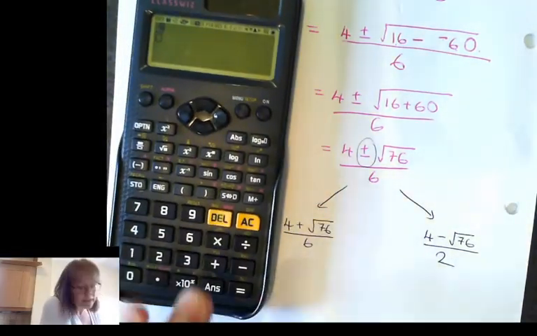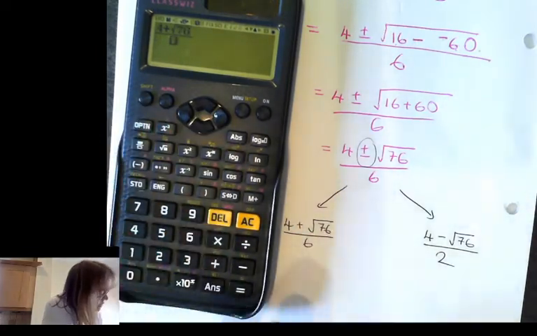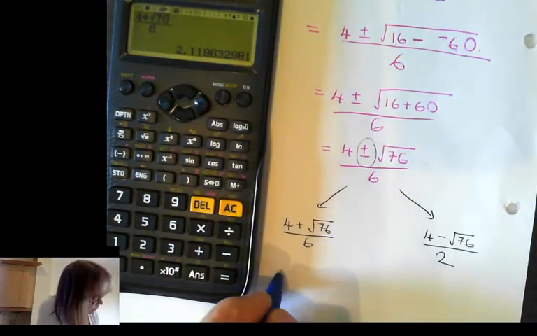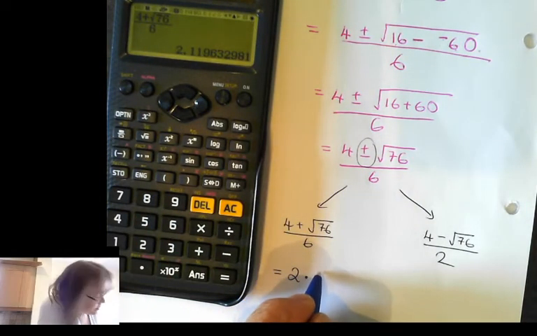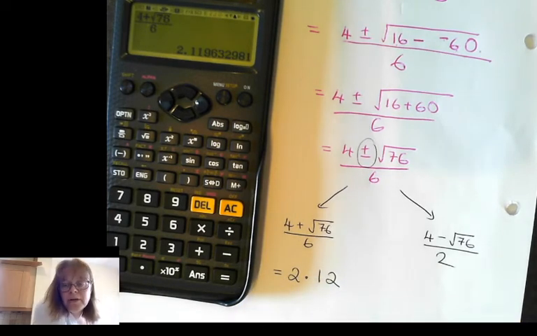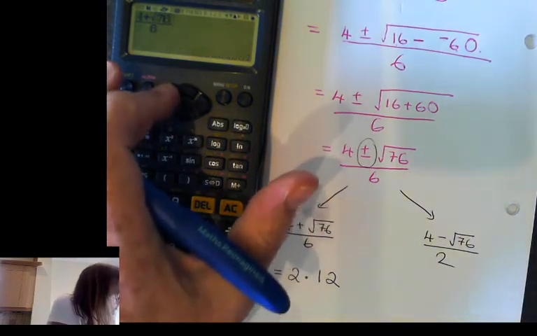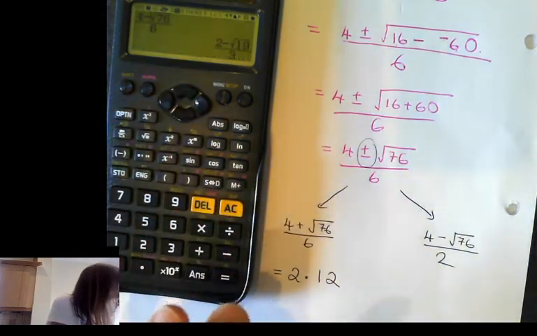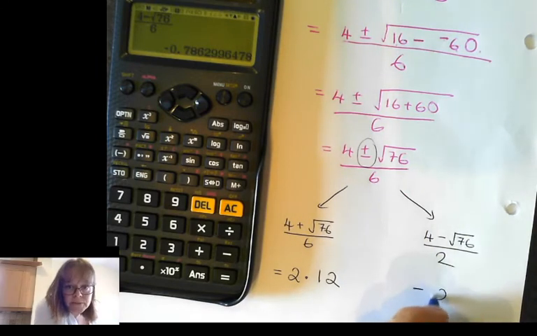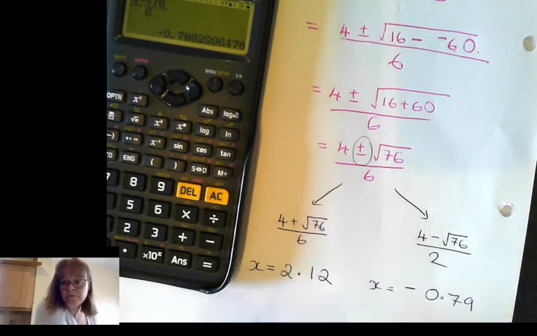So in my calculator here, I want 4 plus square root 76 on the top, and I want 6 on the bottom. And if you're just being asked for it as a decimal, that gives me 2.12 if I round that to 2 decimal places. And the other one gives me minus 0.79, and these are my two options for my x values.